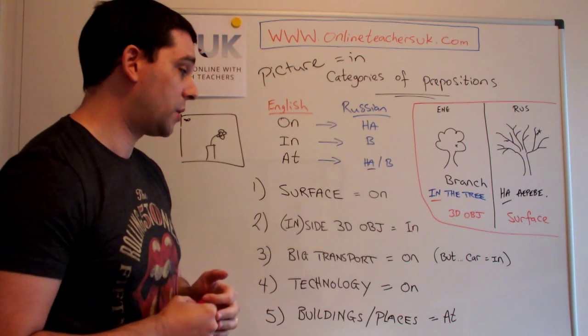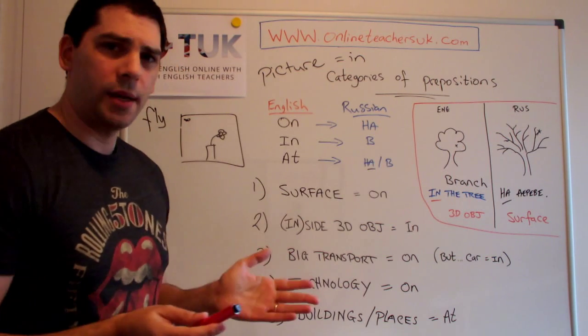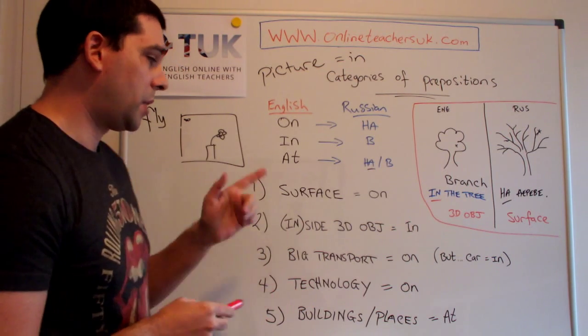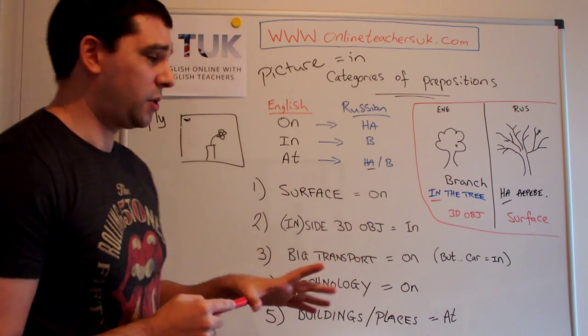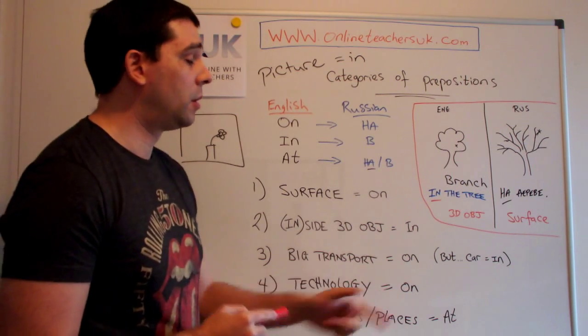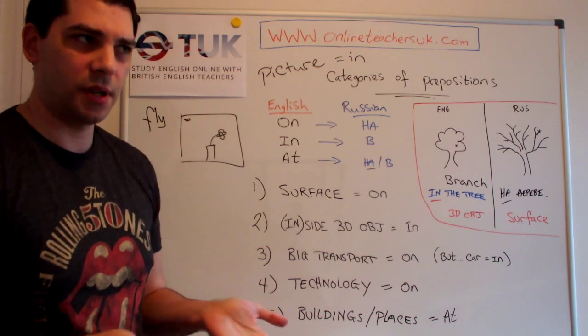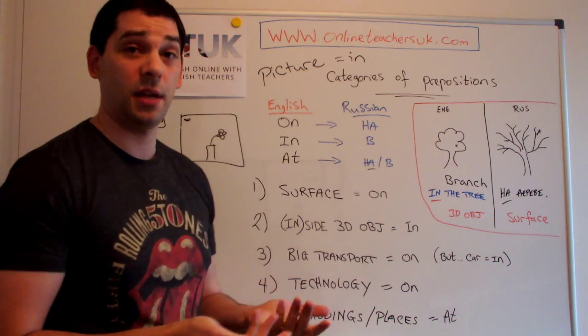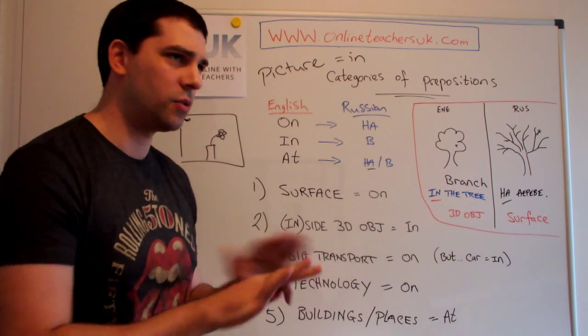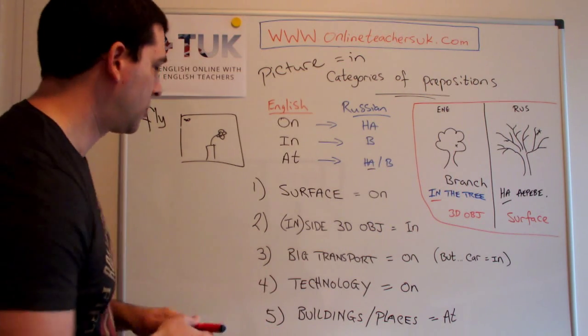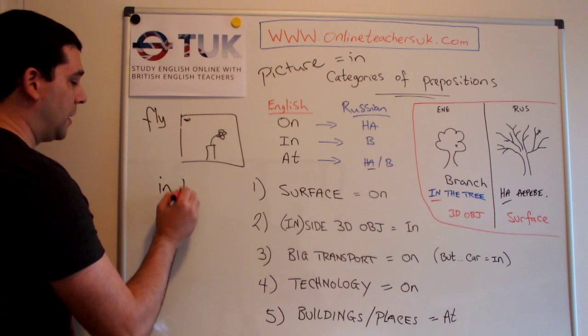Technology is an interesting one as well. I don't know why this is, but most technology, you will find exceptions, but a lot of technology takes on. The internet, Russians always say v internet, so that's why Russians would make a mistake in English and say in the internet. We don't say in the internet, that's a mistake. So don't say in the internet.